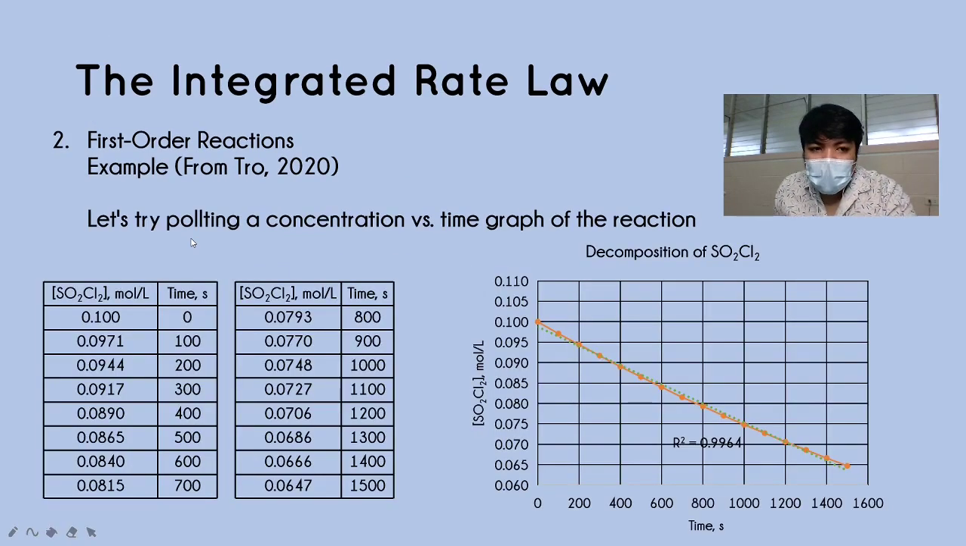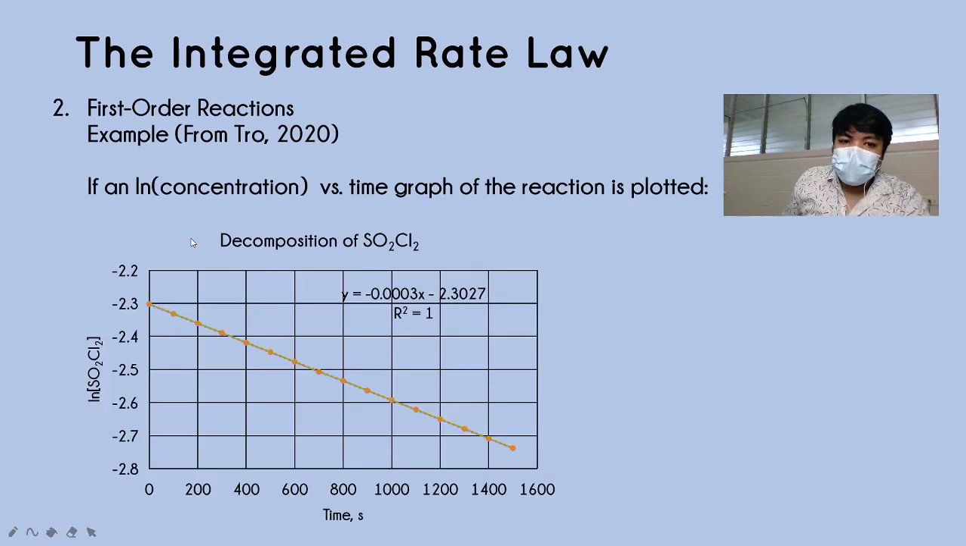Now let's try plotting the natural logarithm of the concentration versus time graph. And when we did that, it is perfectly linear. Look, the R squared is 1, which is really unbelievable. Even if you did experiments perfectly, remember in your errors there are still small random errors, we cannot identify the source, but it just occurs.